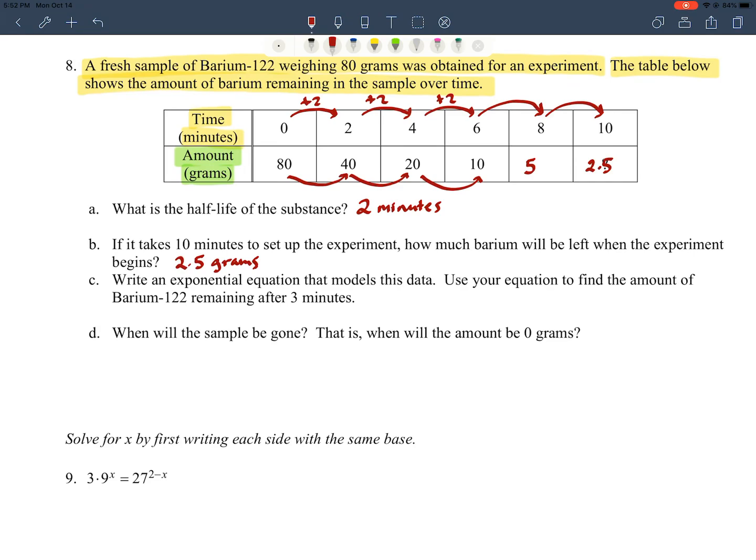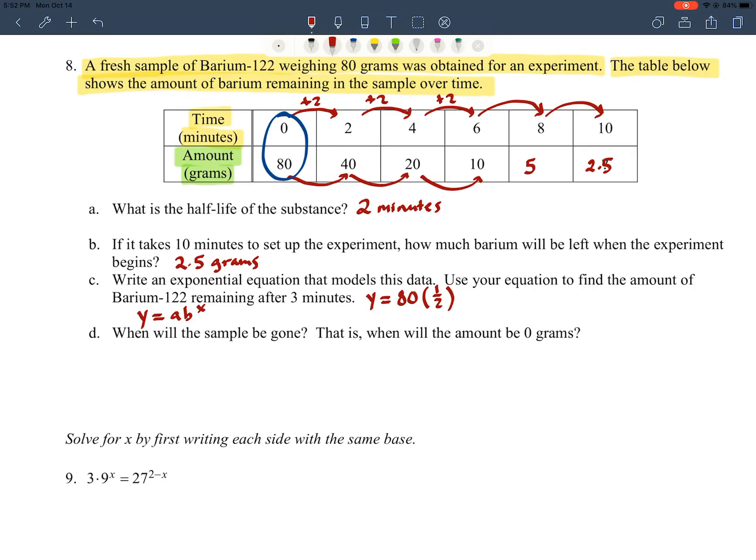So write an exponential equation that models this data. Use your equation to find the amount of barium-122 remaining after 3 minutes. Okay, so what we're looking at here is an exponential function in the form y is equal to a times b to the power of x. Now we already know what a is. A is when our time is at 0, so that's our starting value, 80. So we can go ahead and plug that in already. We have y is equal to 80. Now because it's a half-life, our multiplier is going to be 1/2.